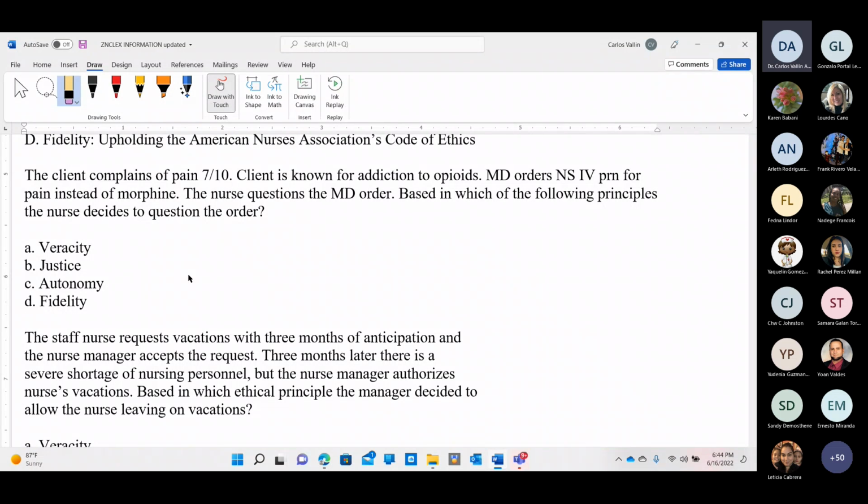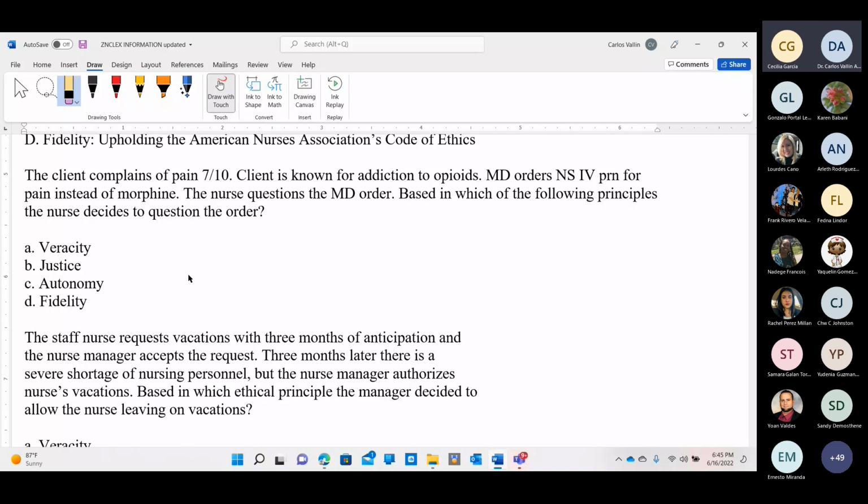The client complains of pain 7/10. The client is known to be addicted to opioids. The doctor's order is normal saline IV PRN for pain instead of the morphine. So what the order is telling you, nurse, is that when the client asks for morphine, give normal saline. This is what it says there. The nurse objects and questions the doctor's order. Based on which of the following principles does the nurse decide to question the order: veracity, autonomy, fidelity?